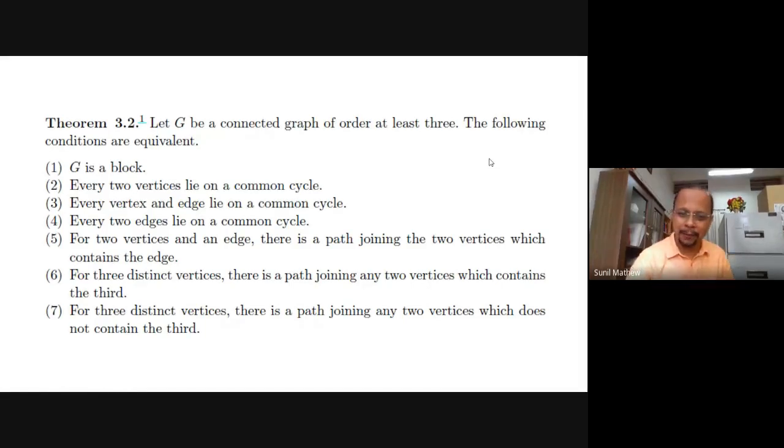You may be familiar with this. You may be really familiar with this. This is page number 52 of Harary's book. It is about a block. A block is equivalent to any of these conditions. This is a characterization of blocks involving 6 or 7 different conditions.